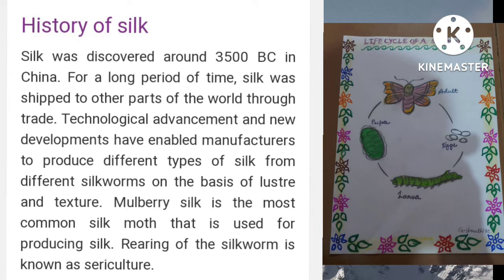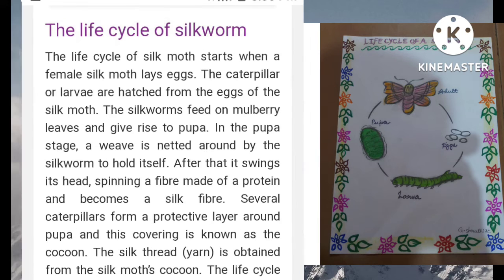Technological advancement and new developments have enabled manufacturers to produce different types of silk from different silkworms on the basis of luster and texture. Mulberry silk is the most common silk moth that is used for producing silk. Rearing of the silkworm is known as sericulture. Now, the life cycle of silkworm.